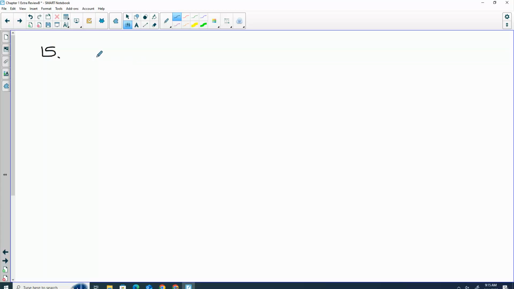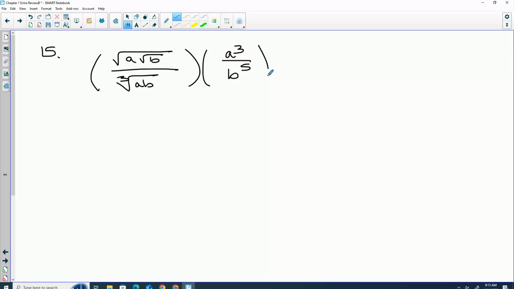Laws of exponents, and I gave you a nice ugly expression. So we have the square root of a radical b over the cube root of ab, times a cubed b to the fifth, squared. All right, I would start by writing things with fraction exponents. Okay, so I'm going to simplify this first parenthesis. All of this is under a square root. A square root is like what power?